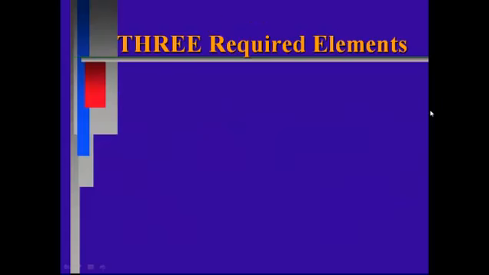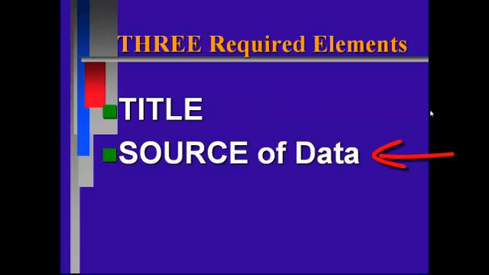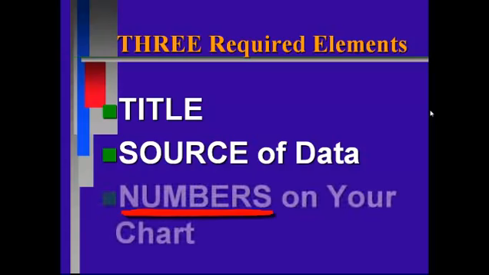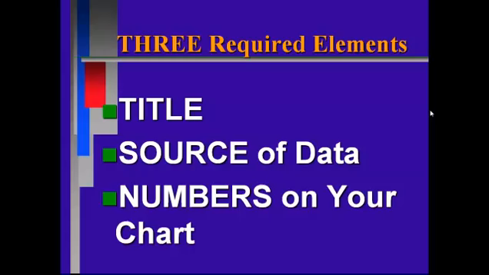So let's take a look at the moment at the three required elements for your charts and graphs this week. Number one, your chart or graph must have a title. It must have the source of the data from where you pulled your numbers. Every piece of data that I have provided to you in the calendar tells you from where that data came. And finally, you must have numbers on your chart or graph. And yes, you wouldn't believe the number of times that I get a chart or graph that is void of numbers. So make sure that your chart or graph does have numbers.